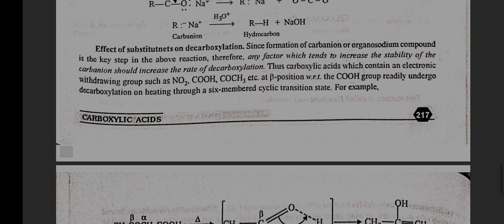Since formation of carbanion or organosodium compound is a key step in the above reaction, therefore any factor which tends to increase the stability of the carbanion should increase the rate of decarboxylation. Thus, carboxylic acids which contain an electron withdrawing group such as NO2, CHO, etc., at beta position with respect to the carboxylic group, readily undergo decarboxylation on heating through a six-membered cyclic transition state.